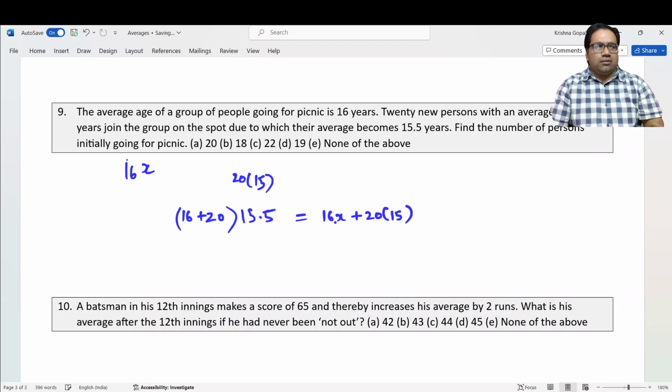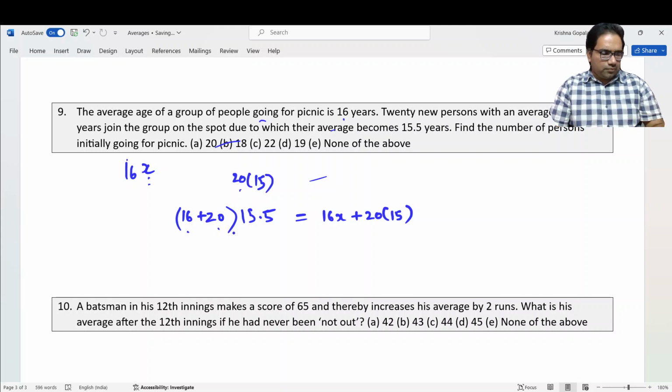Right? Because earlier, the average of the group of people going for the picnic is 16 years, and x is the number of people. If x people are going and each one is 16 years of age, then the total age would be 16x. On an average, if the age is 16, that means the total age is 16x. Now 20 more people have been added with an average of 15. That means 20 into 15. Now the total number of people is 16 plus 20, and the average has become 15.5.